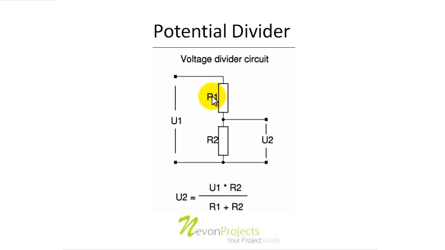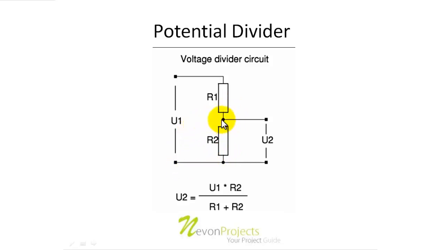Potential divider or the voltage divider circuitry actually divides the voltage into certain ratios of what we want. And how to do this, we can see over here. We have two resistors, R1 which is connected to the supply. Suppose we have a supply and this is connected to R1, and then R1 is connected to R2 and R2 is connected to ground.